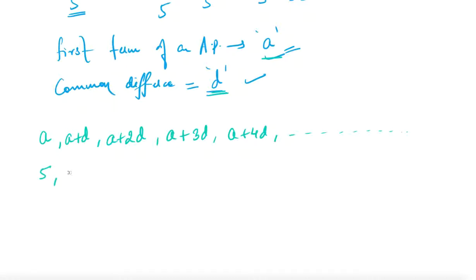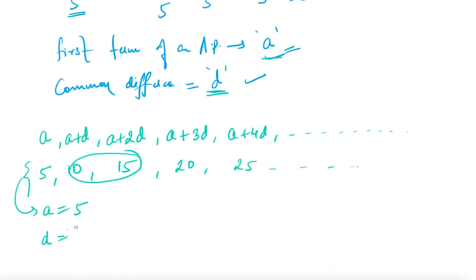I had 5, 10, 15, 20, 25, and so on. In this case my first term a is 5. If I want to know the common difference, I will take any two consecutive terms and subtract them. If I subtract 15 minus 10, I get 5. So the common difference is 5.